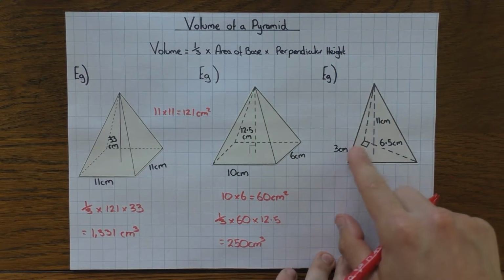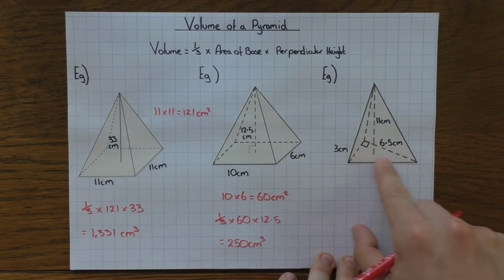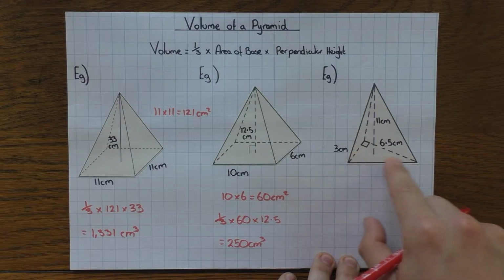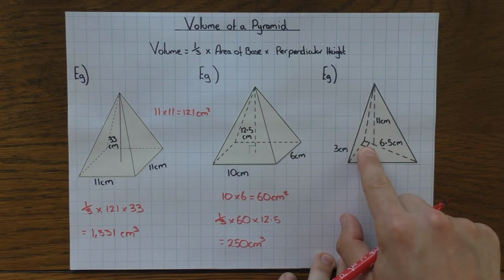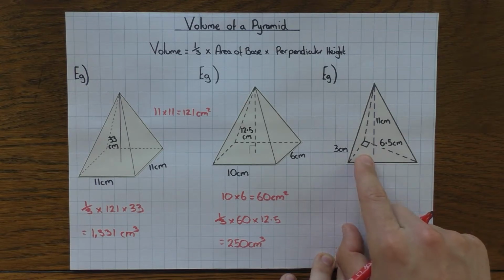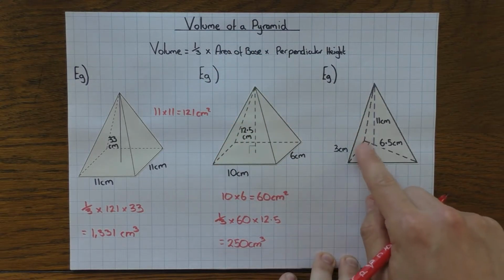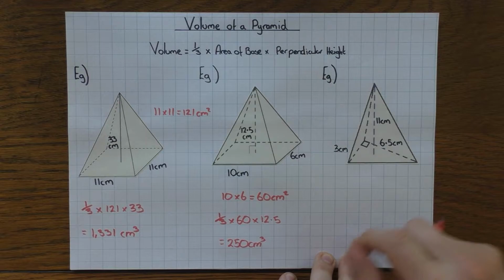And last one here, this is a triangular based pyramid. Now you notice this is a right angle triangle, because I've got the little right angle there, which means I can work out the area. If it's not a right angle triangle, in other words you can't work out the area, what the question will probably do is just tell you what the area of the base is. But I've deliberately picked a right angle triangle here to make it slightly trickier.